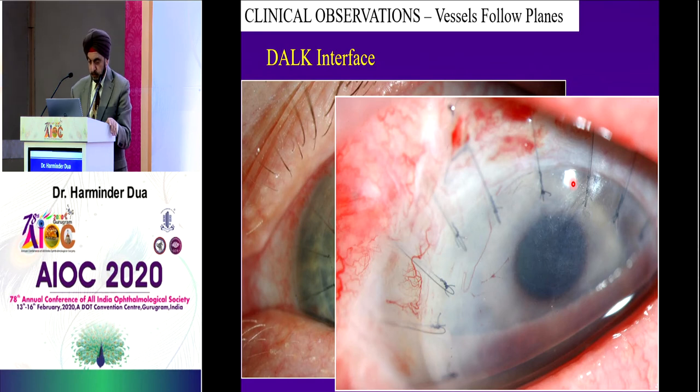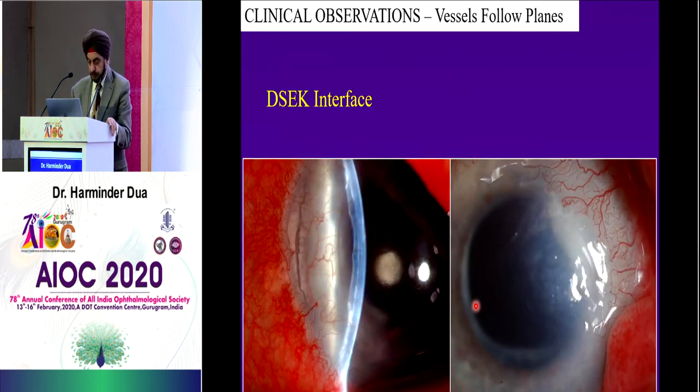And here's another one where they were growing in the plane. The DSEK done in this patient got an infection here, and vessels are going right opposite on the other side. You can see here the vessels in the interface. So the interface allows the chemokines produced at one end to diffuse and attract vessels from the other much more easily than they would in a normal cornea. So when we modify corneal tissue, the wound response also changes.